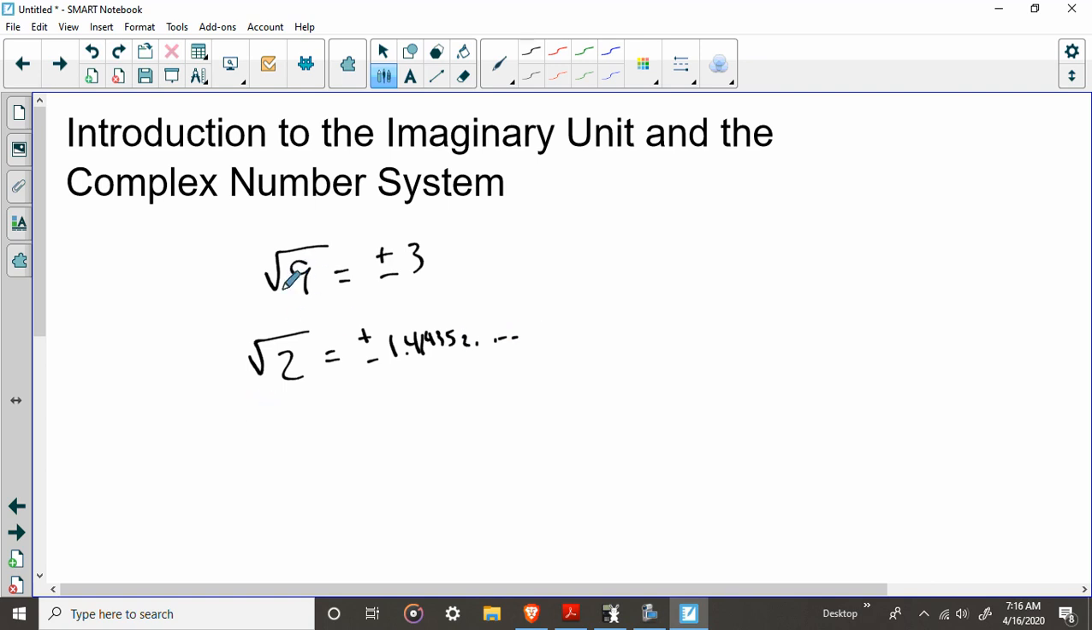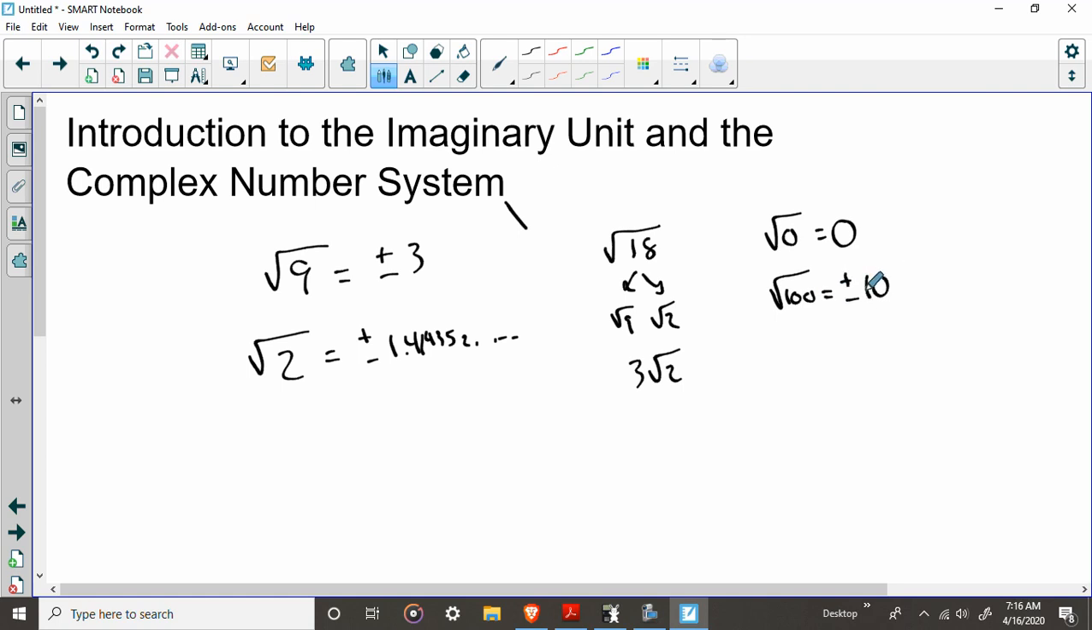There were answers to these problems. If I said, what's the square root of 18? Well, you knew we could break that down into radical 9 times radical 2, which is 3 radical 2. They were answers. If I said, what was the square root of 0? You told me it was 0. If I said, what was the square root of 100? You told me positive or negative 10.